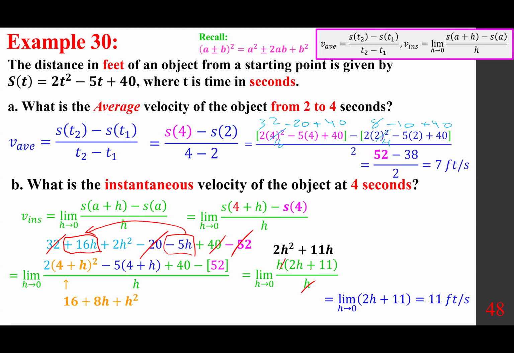By the way, the units, it's very straightforward, everybody. This one is the change, the units of the numerator over the units of the denominator. Same thing here, and you end up with the same unit, feet per second.